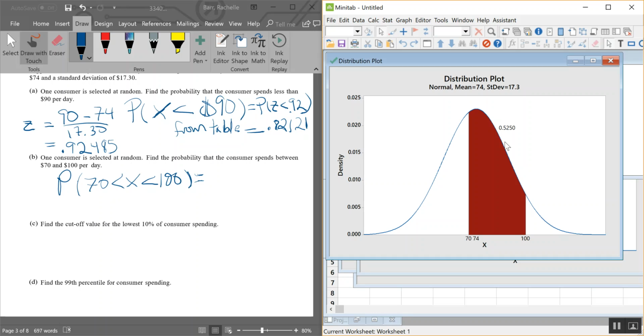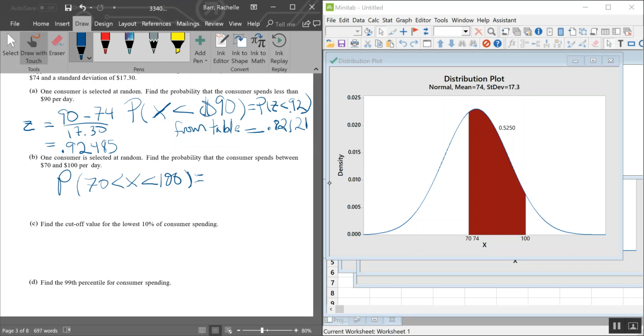So it turns out this is slightly bigger than half. Ooh, why is it not drawing? So 0.525. Does this feel fast? Because it should.